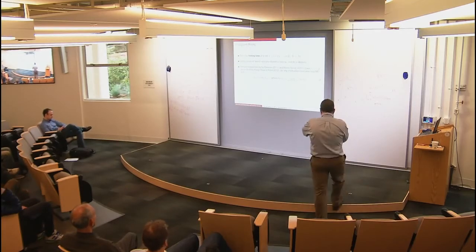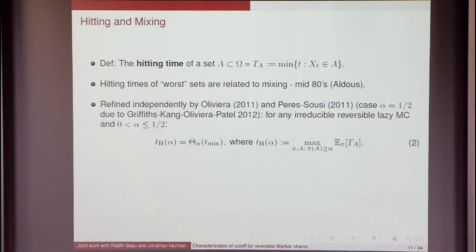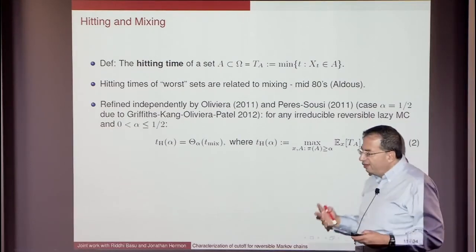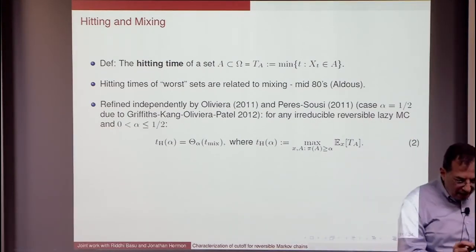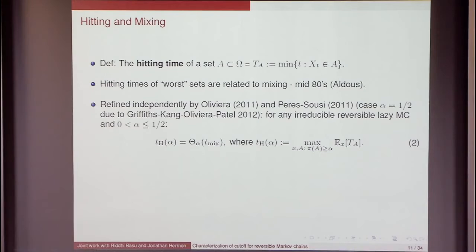So the key here will be to go from mixing time to hitting times. So the hitting time of a set is in some ways a simpler quantity. We don't ask for the exact distribution. We just ask, are we there yet?